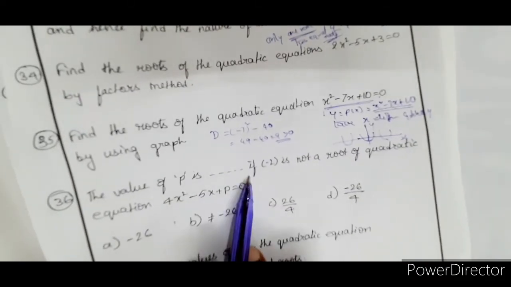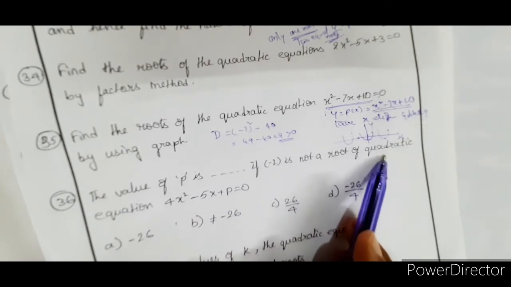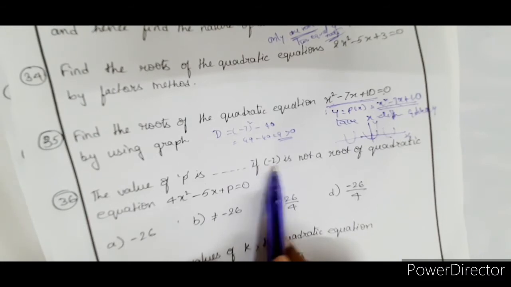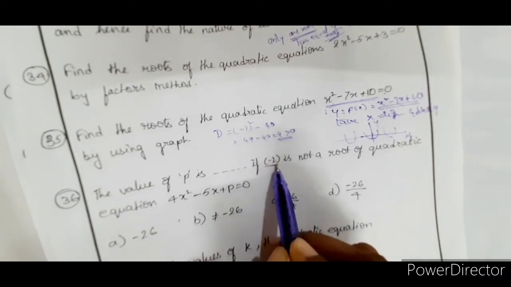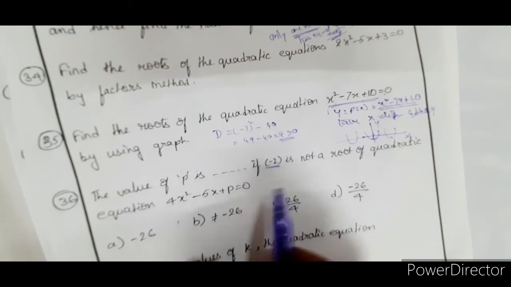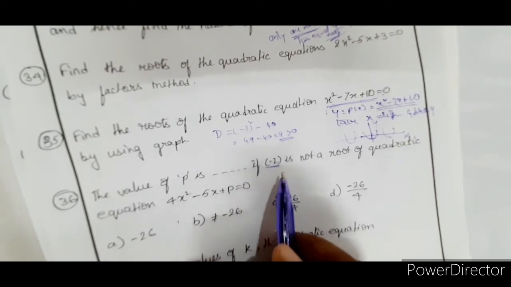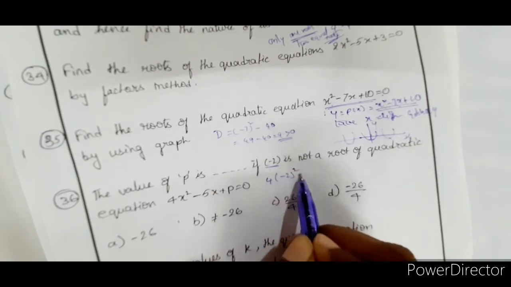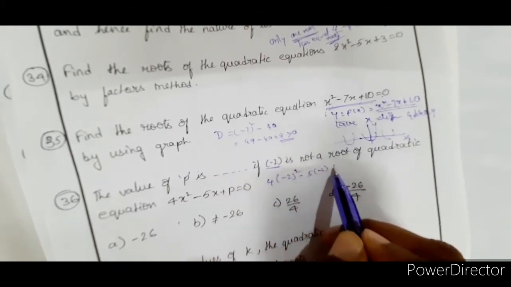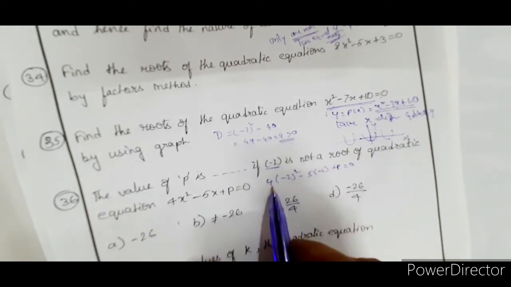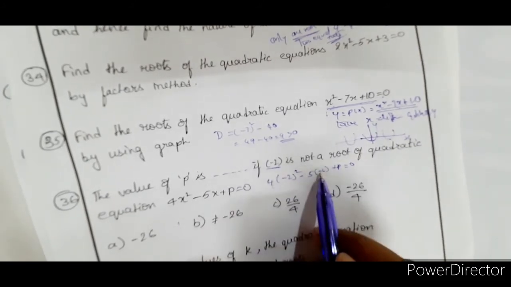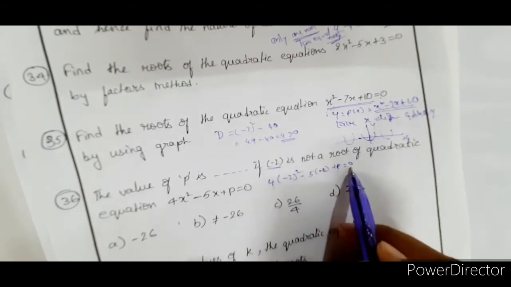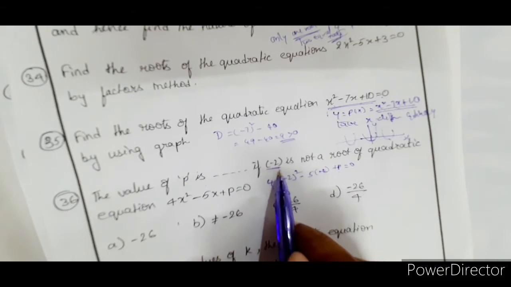Now the value of p is dash if minus 2 is not the root of the quadratic equation. Minus 2 is not the root. Now suppose I substitute minus 2, whatever value of p I am getting, that is not the value of p, is it not? Yes. So now substitute it here. 4 minus 2 whole square minus 5 minus 2 plus p is equal to 0. Right? So if I say it is the root, then whatever p value you are getting, that is not the p value, right?